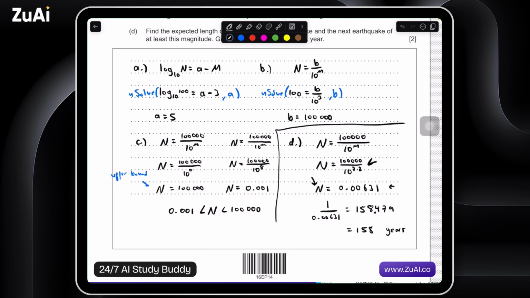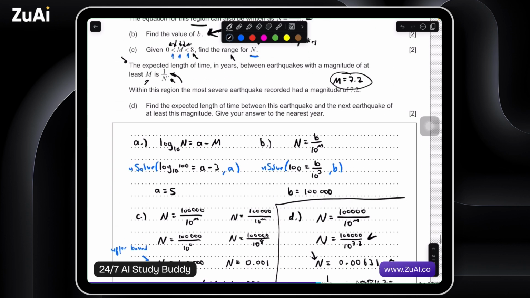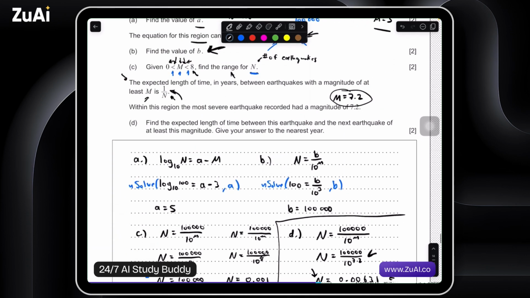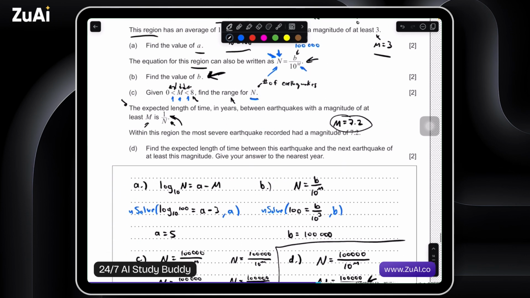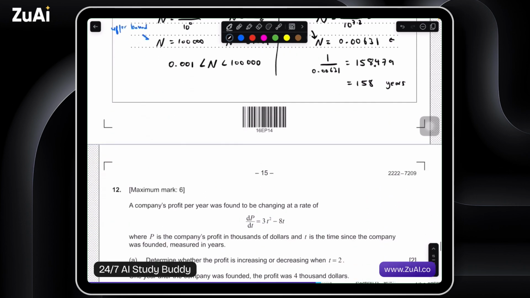I just want to type this in once more. 100,000 divided by 10 to the 7.2. Okay. Good. All right. So I think that's a pretty challenging question in terms of interpreting what it's asking and keeping track of n and m in this case.